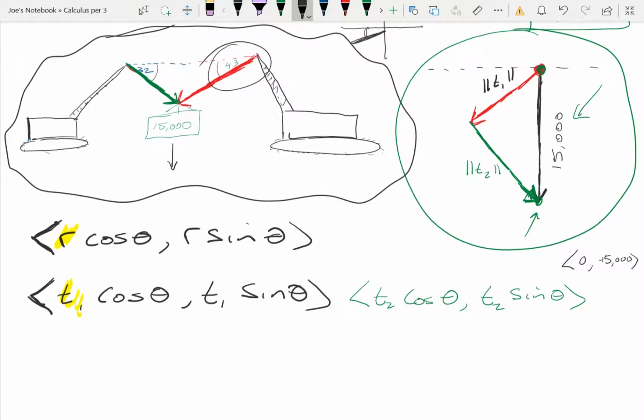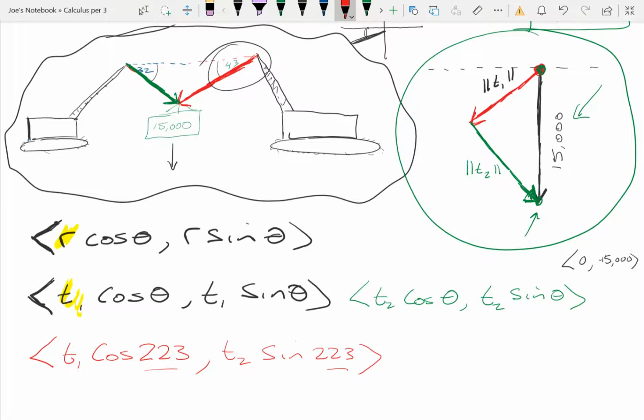So I'll do it in red so we know we're talking about the red vector. The red vector is tension 1 cosine of 223 degrees and tension 1 sine of 223 degrees. One more time, we're doing 223 because of the direction the vector's pointing, to the left and down. It's in quadrant 3, and it's 43 degrees below the horizon.